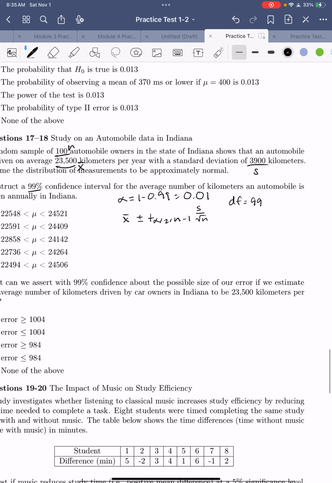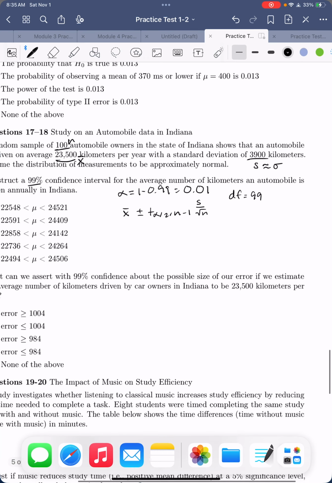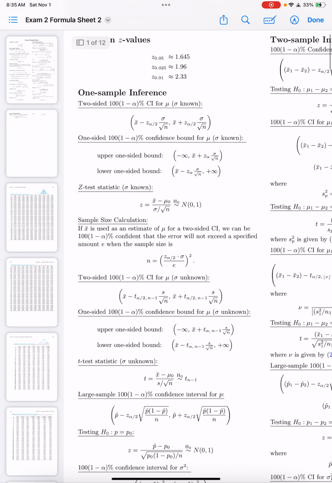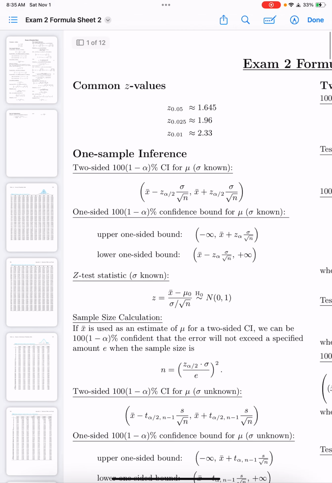And actually, since our n is so large, we don't even need to use our t-test. We can use our z-test. So we can assume that we know our standard deviation because our sample is so large. We can use our sample standard deviation to estimate our population standard deviation, so we can say this is about equal to that. And so we can actually use our known formula, so that is this over here.